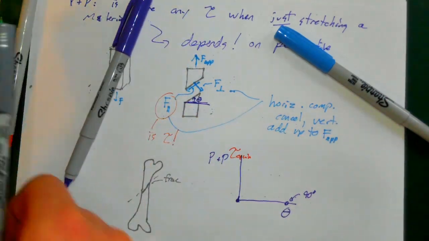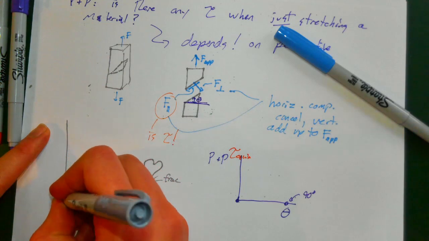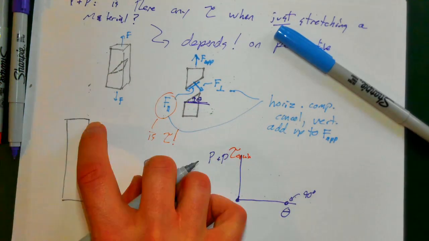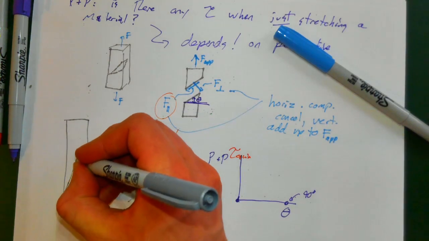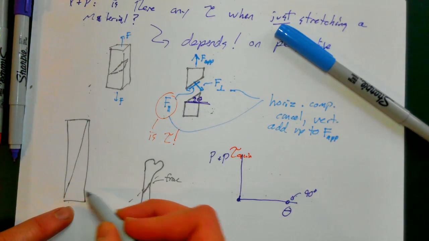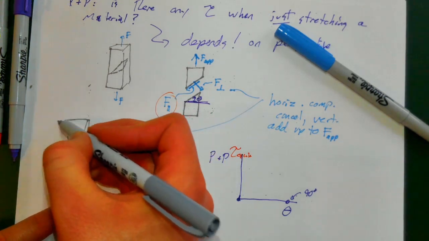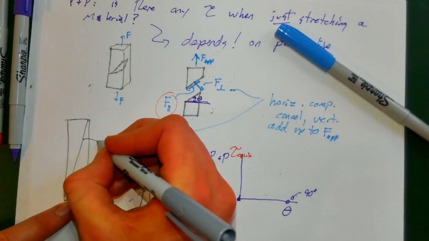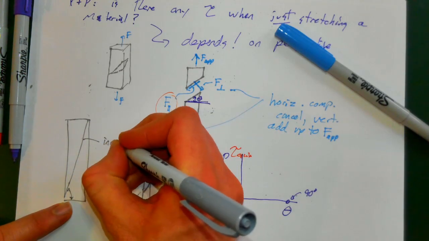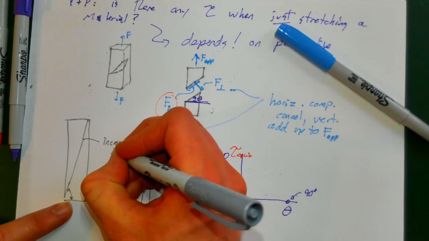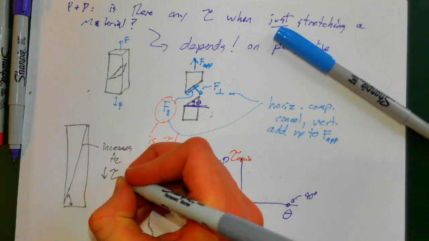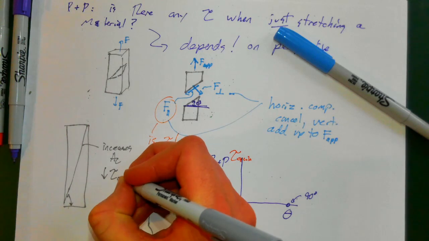Well, if you imagined taking a slice, we can't slice it all the way to 90, but you can imagine slicing it very close to 90. This actually increases the cross-sectional area so much that it drives down the equivalent stress. So it's actually 0 right here.